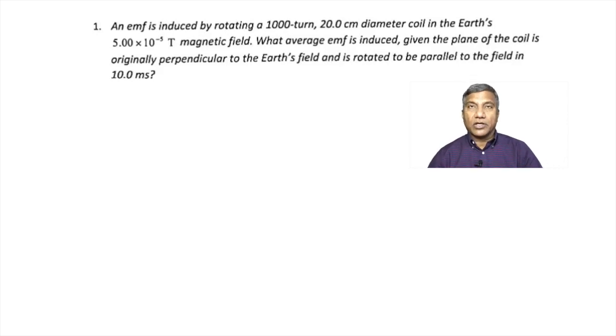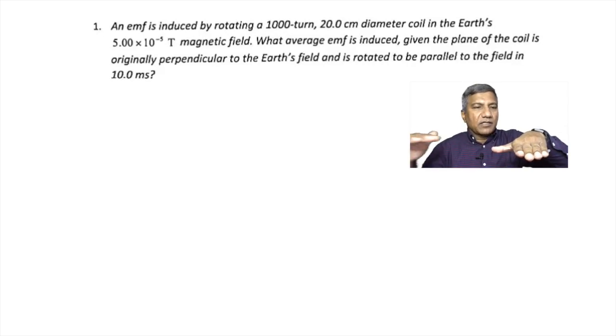So here is a coil. It has 1000 turns and its diameter is 20 centimeters. First, it's kept perpendicular to the field. So that means all of the magnetic flux is passing through the coil, but then it's made parallel, so no magnetic field passes through it. So from perpendicular it goes to parallel.